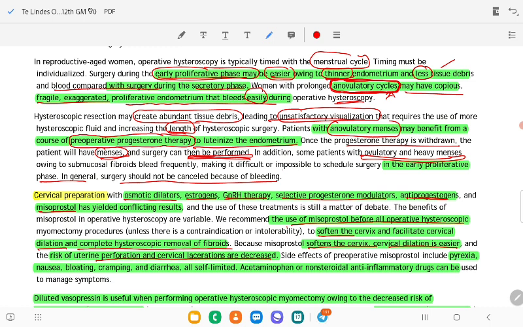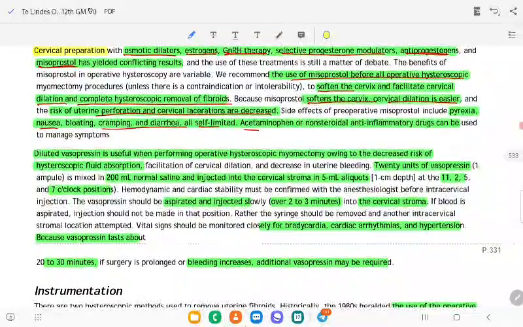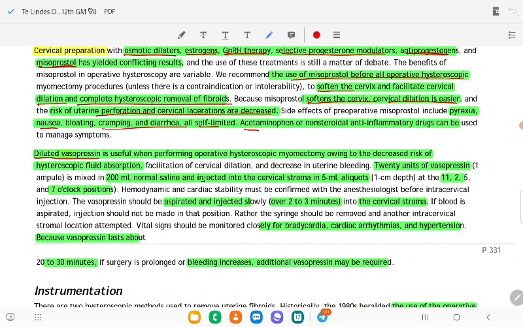If you are giving preoperative misoprostol, what are the side effects? Pyrexia, nausea, bloating, cramping, and diarrhea, which are self-limited. You can give acetaminophen or a non-steroidal anti-inflammatory agent, nothing more to do. Then, to reduce the preoperative blood loss, you use diluted vasopressin, which decreases the risk of hysteroscopic fluid absorption, facilitates cervical dilatation, and decreases uterine bleeding. How to dilute? Take 20 units, one ampule, in 200 ml normal saline. It has to be injected into the cervical stroma.